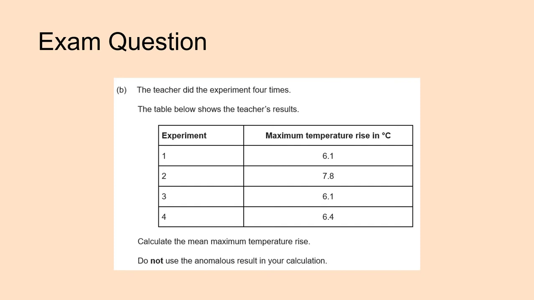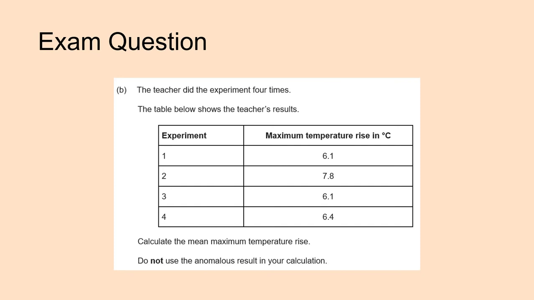Okay, here's the next part of the question. Pause the video here and have a go. First we have to decide which result is anomalous, so it doesn't fit the pattern. Looking at this data, we can see that experiment 2, where the temperature rose by 7.8 degrees, is the anomalous piece of data. All of the others were in the low 6 degrees.